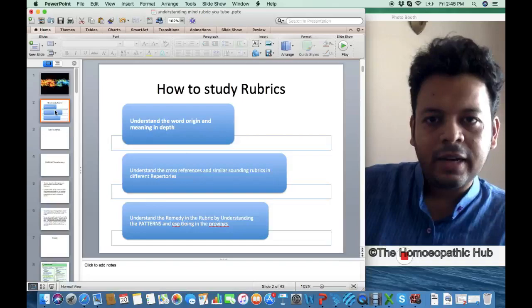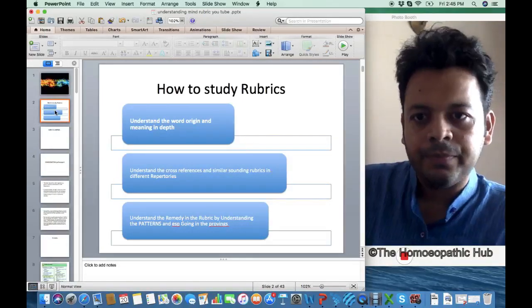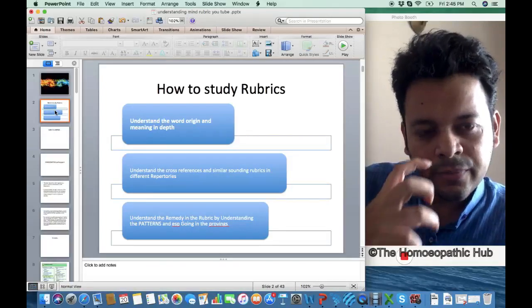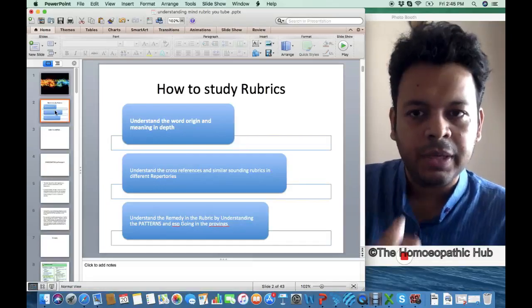So, how to understand the rubrics? I believe there are three steps. The number one step is to understand the rubric first in depth, what it means. What is the origin of that word? What is the meaning of that word?